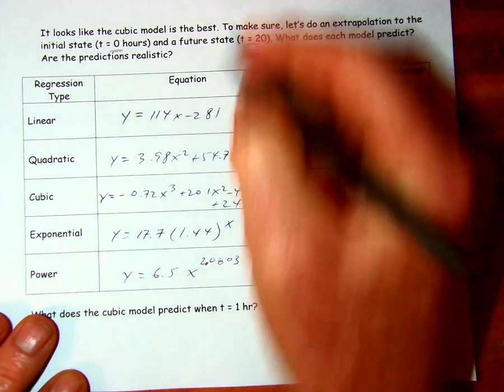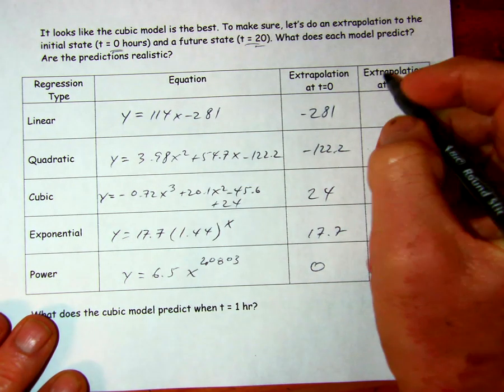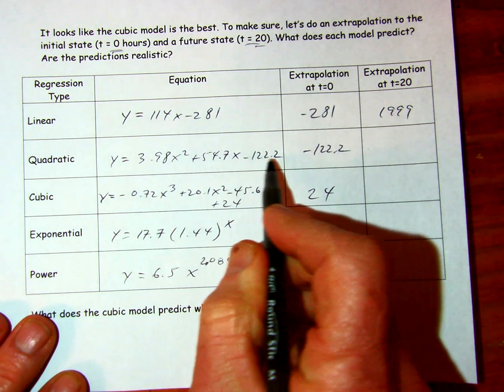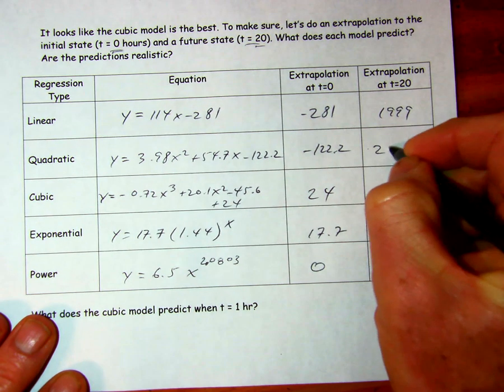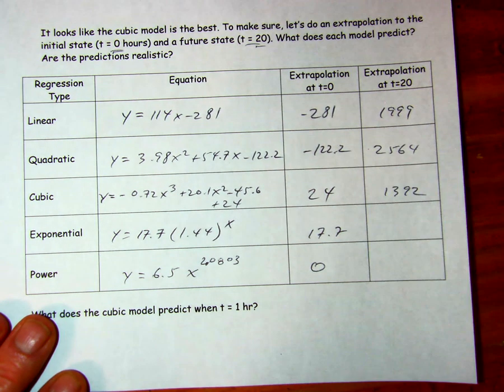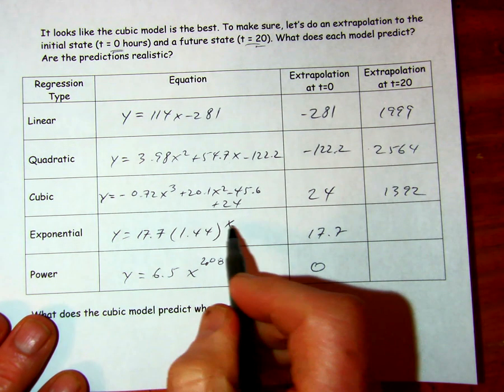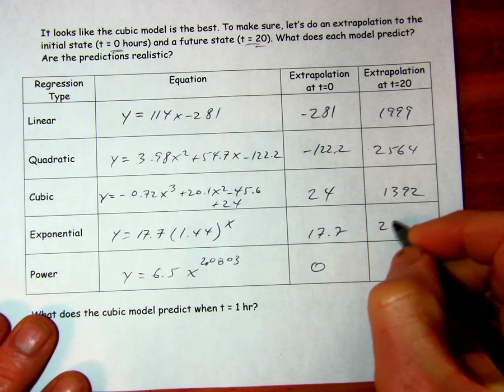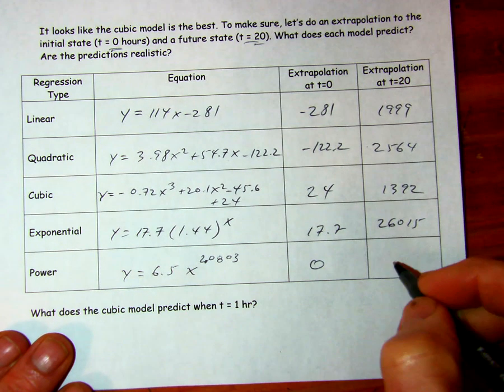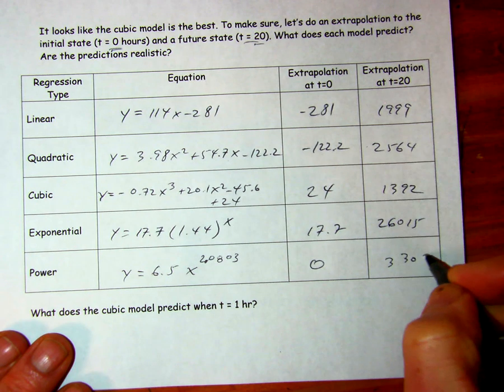If you put in x is 20 here, you're going to get 1999. Here, if you put x is 20, you're going to get 2,564. Here you're getting 1392. Here, if x is 20, you're going to get a much bigger number, 26015. And here you're going to get 3,307.